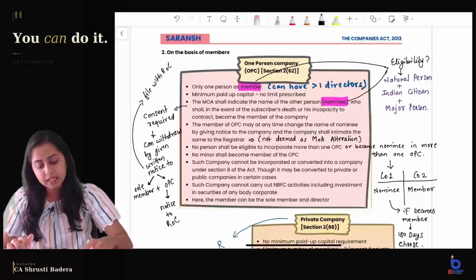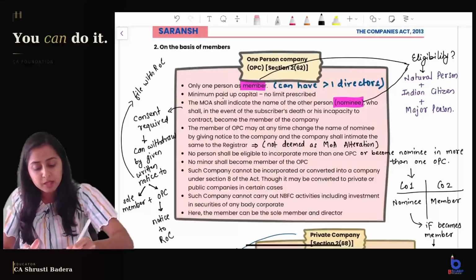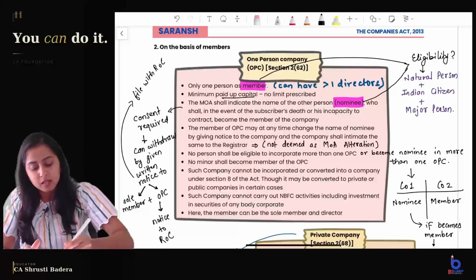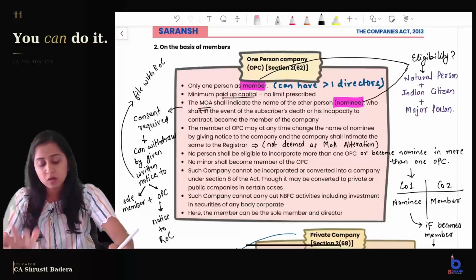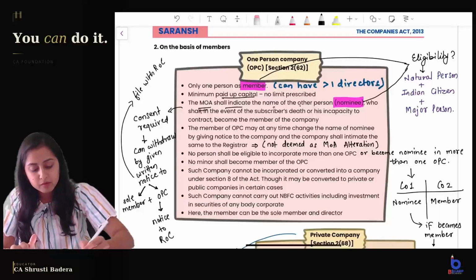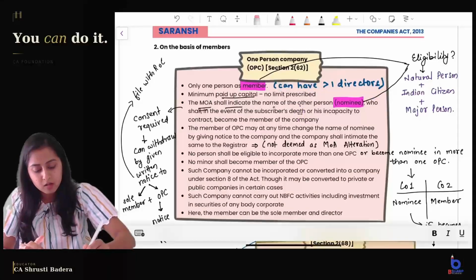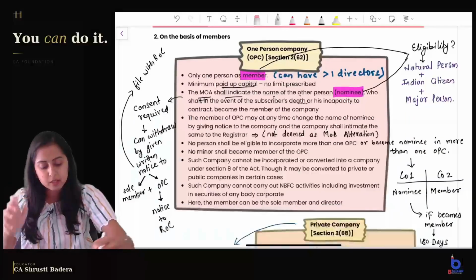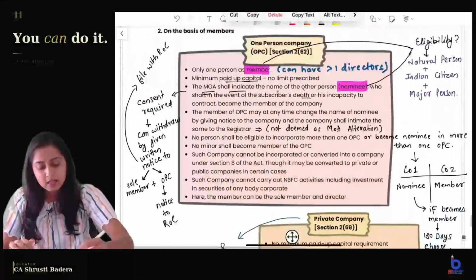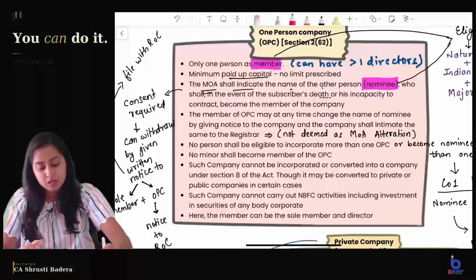So in the case of a one person company, the simple definition is a company which has only one person as its member. There is no minimum paid up share capital prescribed. The memorandum has to have a nominee clause. What is a nominee clause? The memorandum will indicate the name of the other person who shall, in the event of the subscriber's death, that is the member's death, or his incapacity to contract, become the member. So if the member dies or becomes incapacitated to contract, then this nominee will become the member of the company.